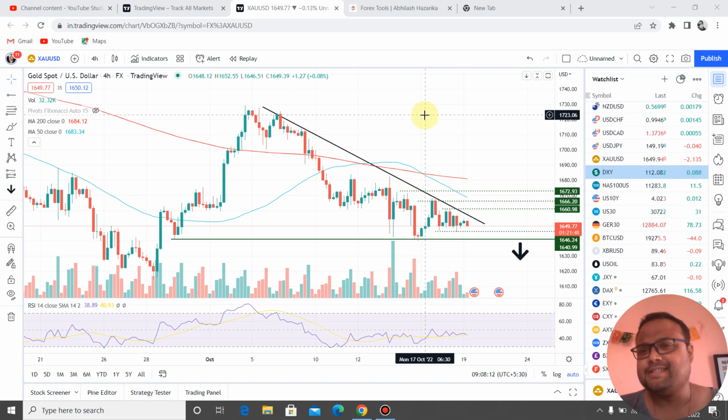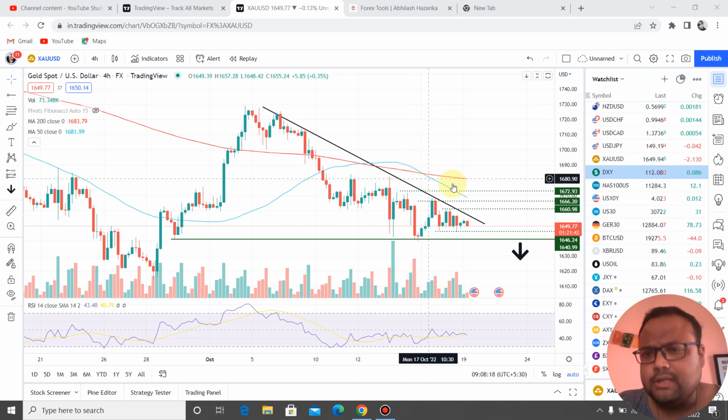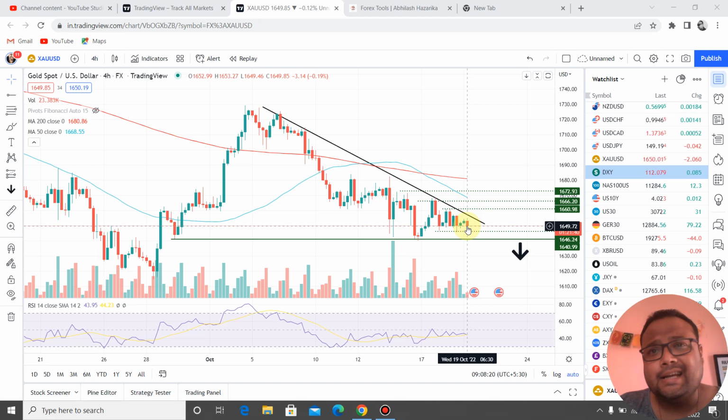So let's get started. This is the 4-hour chart of gold USD in front of us, and right now, gold is standing at 1649. This is the current market price. And since yesterday, we can see that there is no proper direction on the market. Right now we can see the market is silent. We do not have any clear-cut direction. So trend lovers, you need to wait for some time.